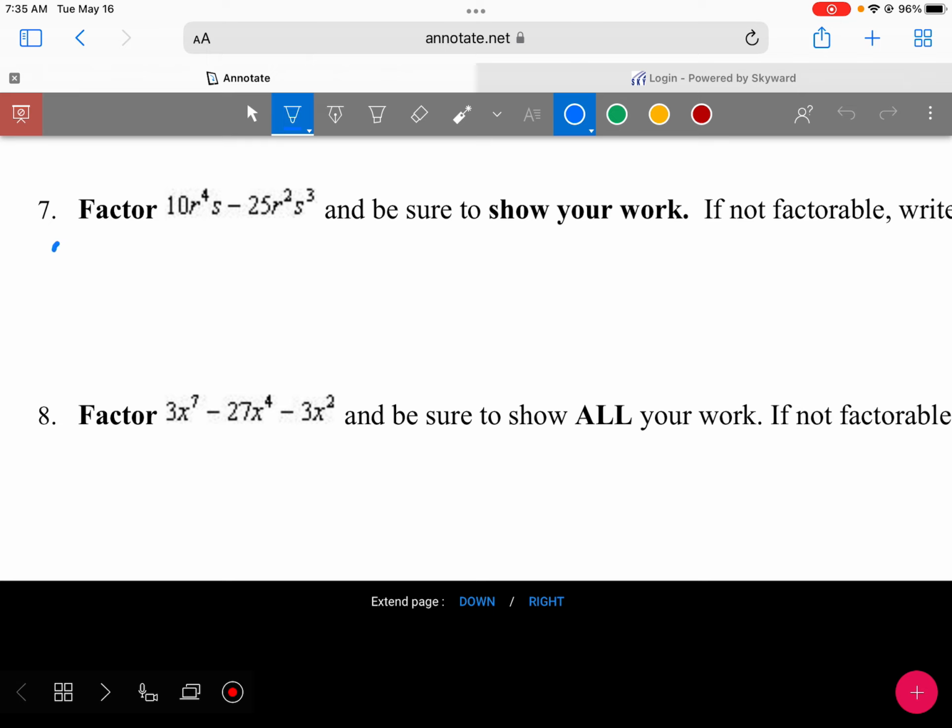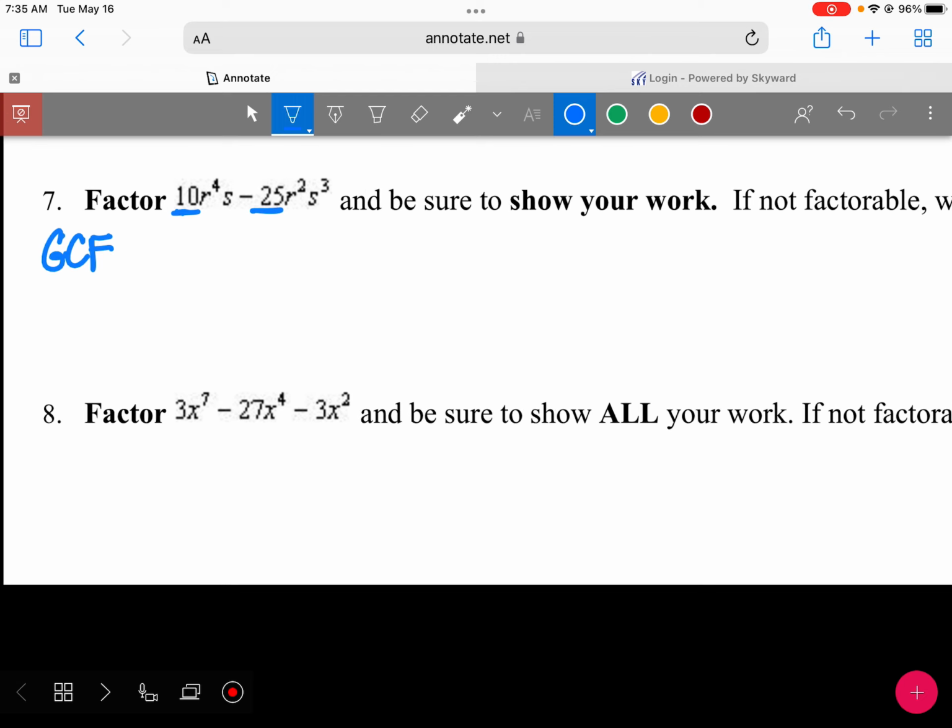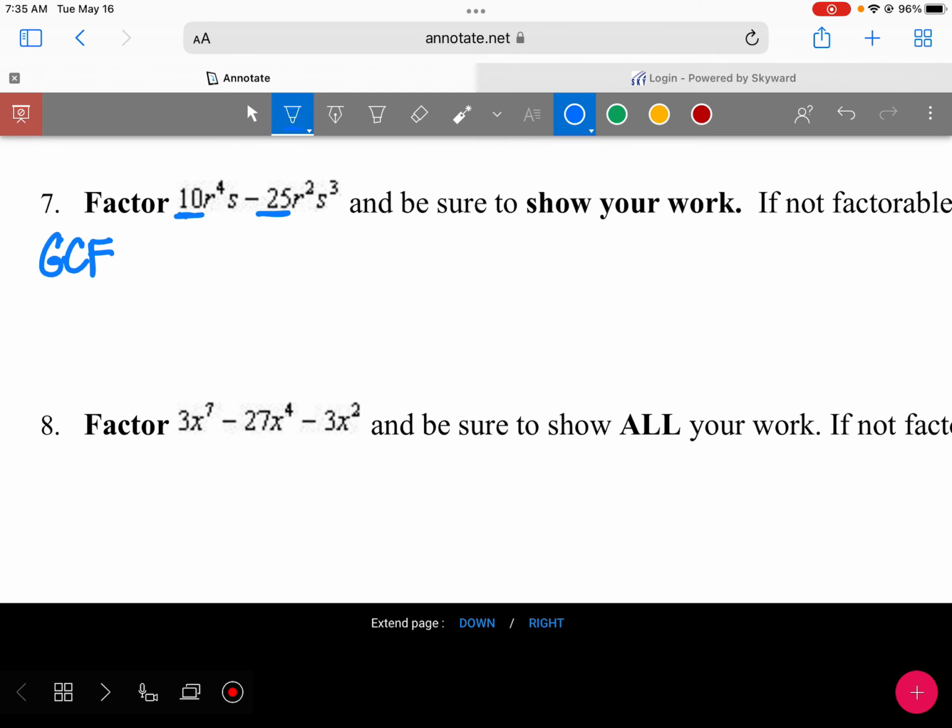Is there a GCF? So you need to look at your numbers first, and I've got 10 and 25. Now remember, we're talking about factoring, two numbers that multiply to give you those numbers. So what is the largest number that divides into both of those evenly? Anyone? 5, right. 5 goes into 10, and 5 goes into 25. So that 5, I'm going to pull out front. All right, so 5 is my biggest number there.